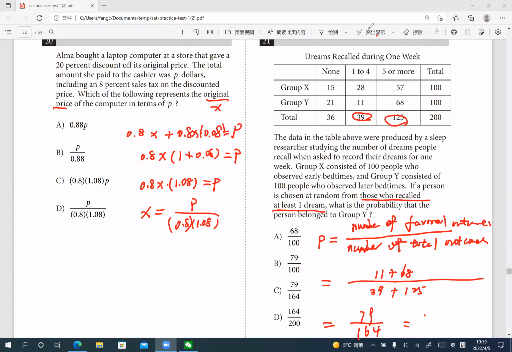Question 20. Alma bought a laptop computer at a store that gave a 20% discount off its original price. The total amount she paid to the cashier was $P, including an 8% sales tax on the discounted price. Which of the following represents the original price of the computer in terms of P? We use x to represent the original price. She got a 20% discount, so the price she paid is 0.8x.